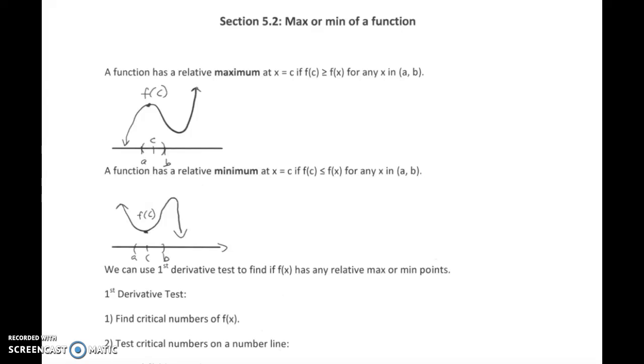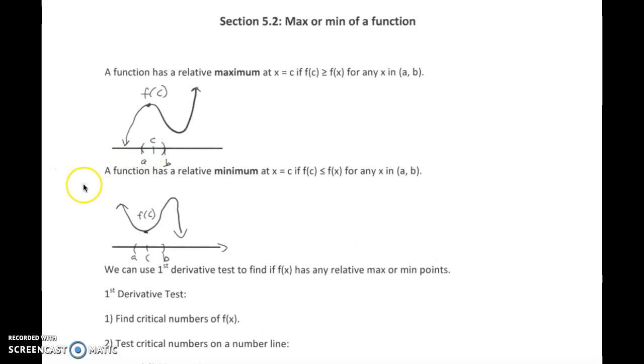A function itself has a relative maximum at x equals c if f of c is greater than or equal to f of x for any x in some interval (a, b). So here we have an interval (a, b), and we have some value c somewhere in between. The y value for this value c should be greater than any value within the interval (a, b) on either side of it.